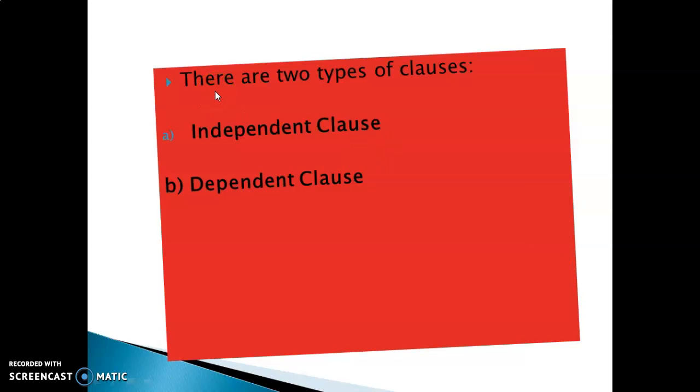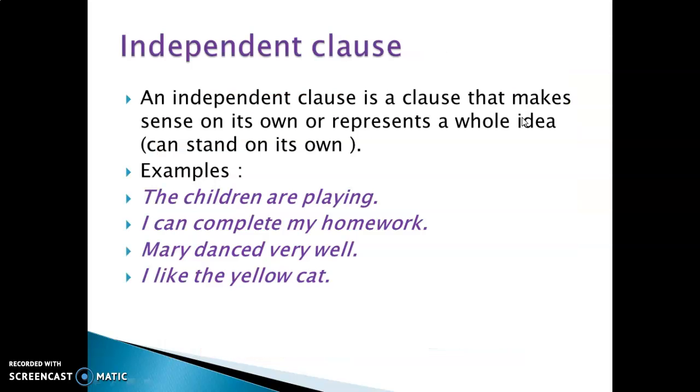Back to clauses. There are two types of clauses. The first type of clause is called the independent clause, and the second type of clause is called the dependent clause. We will look at each one of them at a time. The independent clause. An independent clause is a clause that makes sense on its own or represents a whole idea. We can also say it can stand on its own.